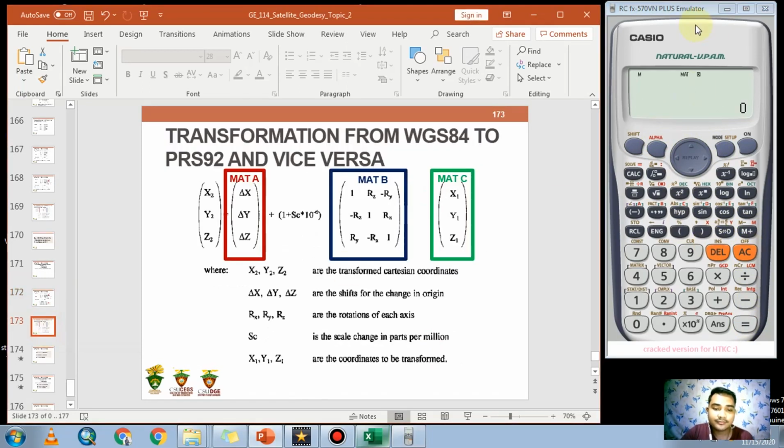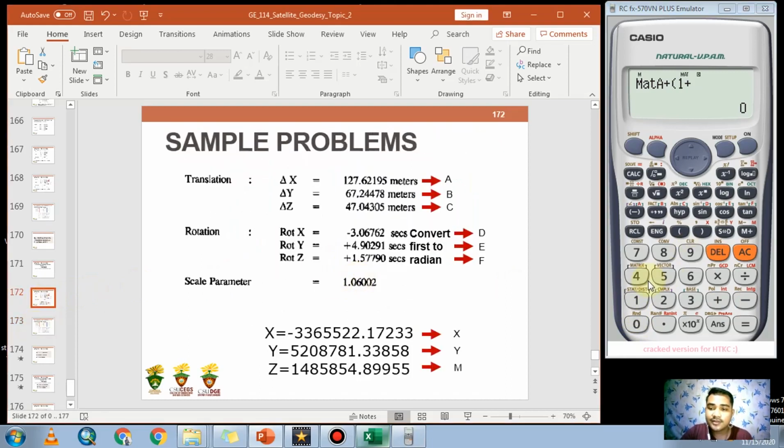Alright, so shift matrix A ato ibutang. So matrix A plus 1 plus ato ang value for scale. This is the one. So 1 plus 1.06002 times 10 raised to the power of negative 6. Matrix B, shift matrix B is nasa 4. Then shift matrix C, nasa 5. Then equal.